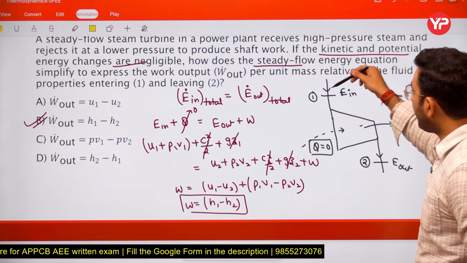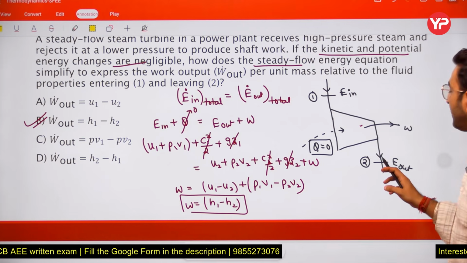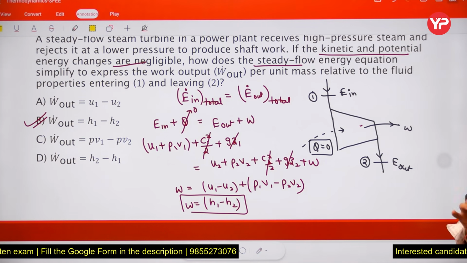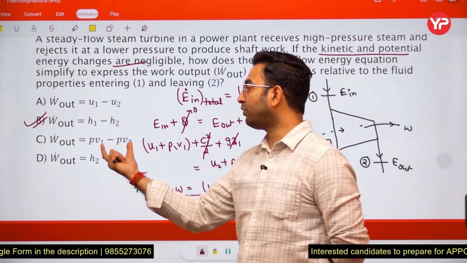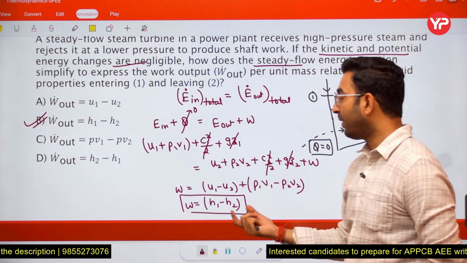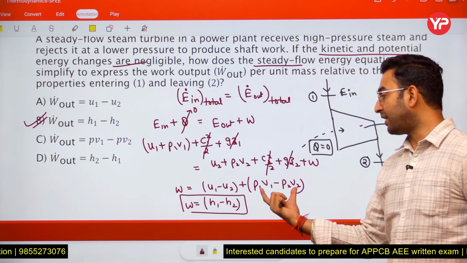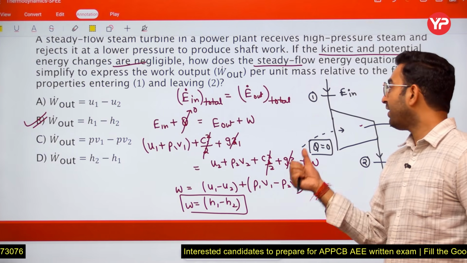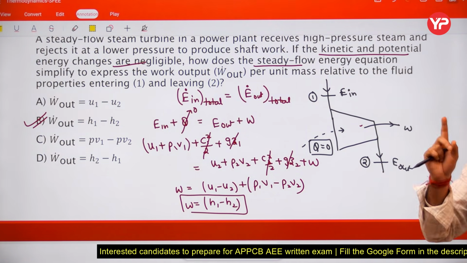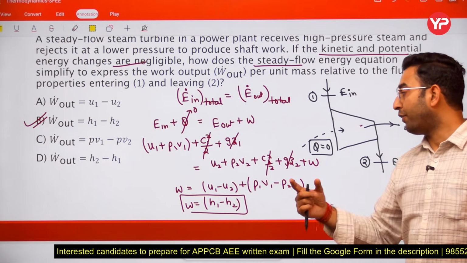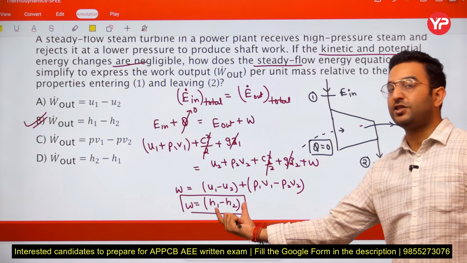But if the temperature at point number 1 and the temperature at point number 2 are the same, at that point of time you can see the work output is going to be equivalent to option number C here. Sorry, this second term is representing the work output if the temperature is not changing at all. But in the case of a steam turbine, the pressure and temperature both change, due to which it is always represented with the change in enthalpy.